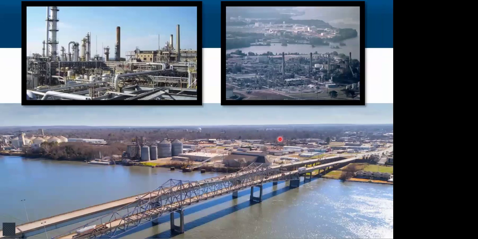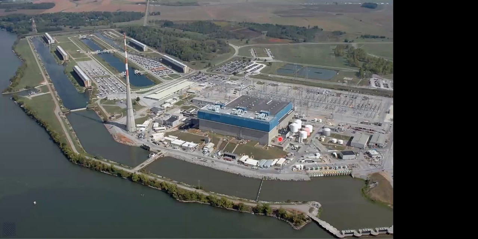The area we lived in had a lot of chemical plants and steel plants along the river in Decatur, Alabama. This is what the riverfront looks like. Across the river and down a little ways is a TVA nuclear plant, Browns Ferry nuclear plant.